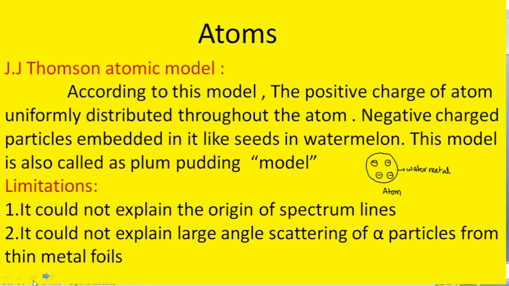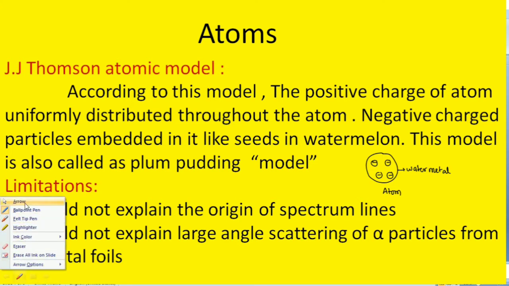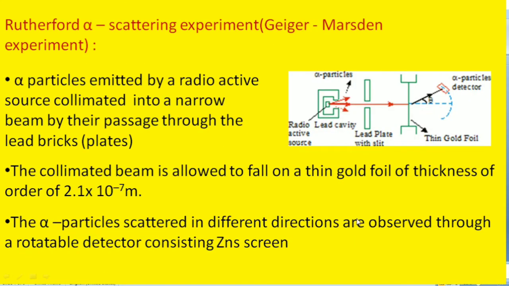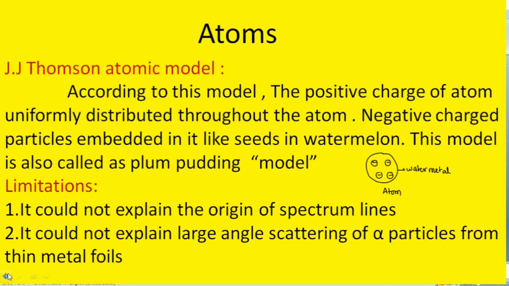This is according to the J.J. Thomson atomic model. What are the drawbacks of this model? The drawbacks of this model are that it does not explain the spectral lines. Why spectral lines are produced is not explained by him. And it does not explain the scattering of alpha particles by metal foils.